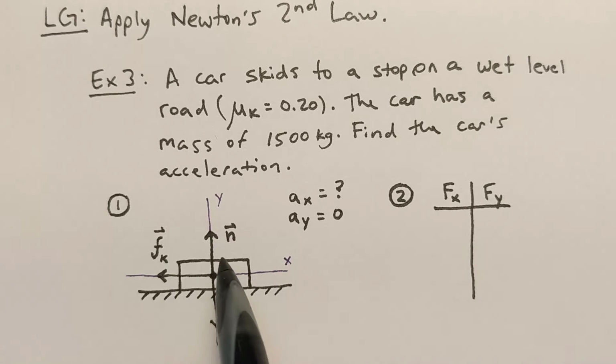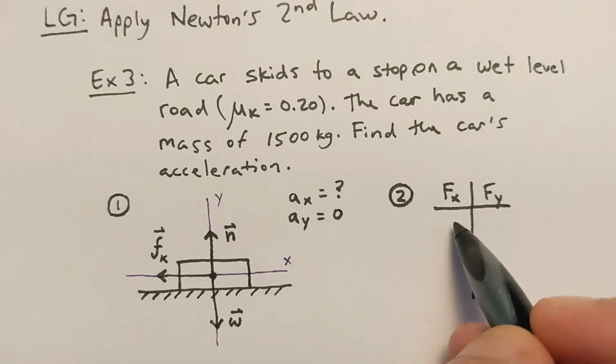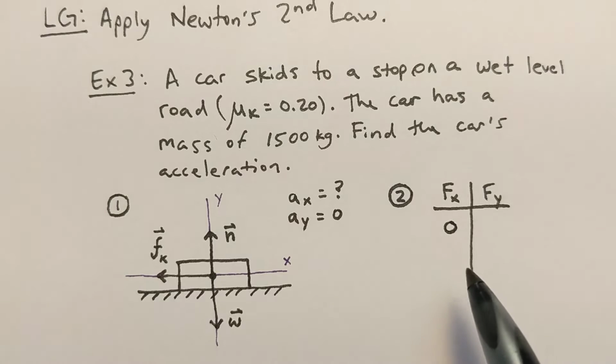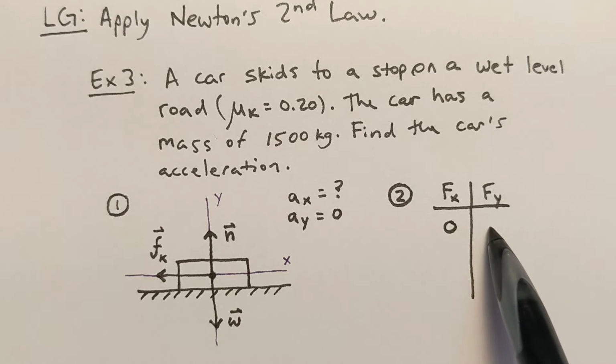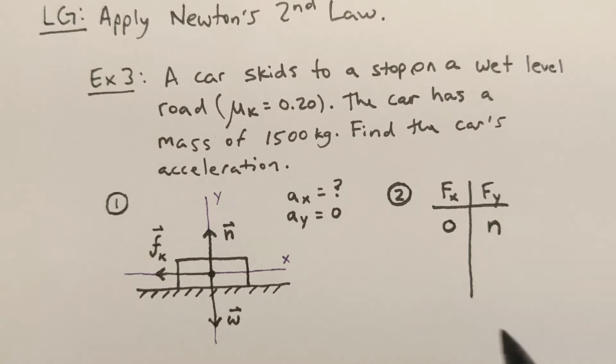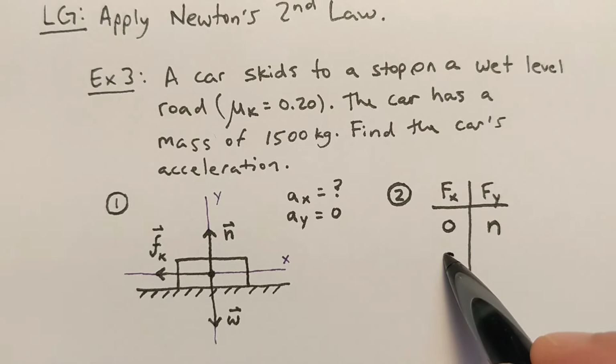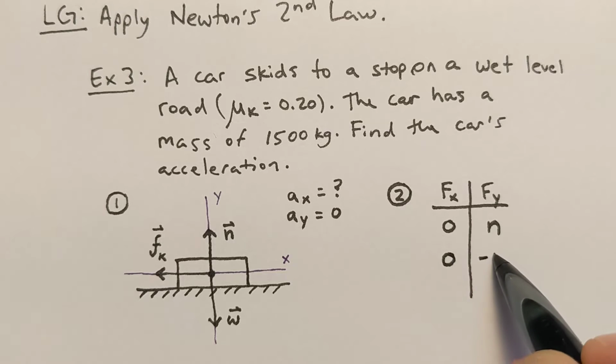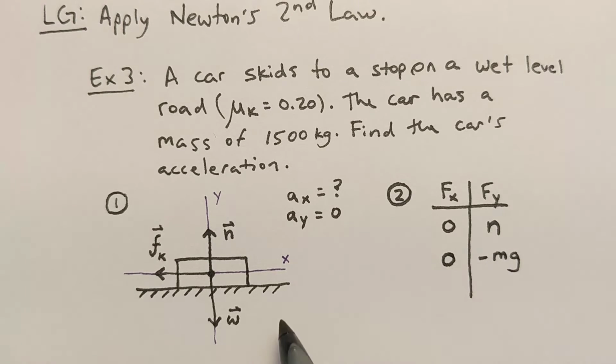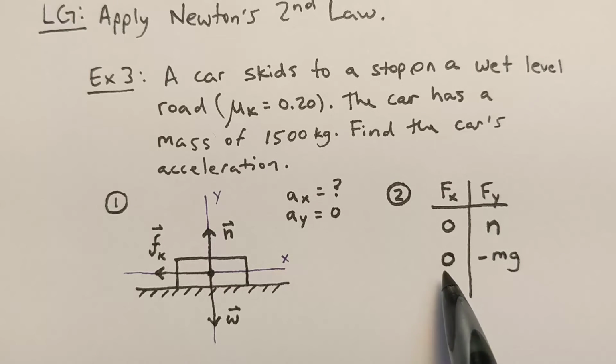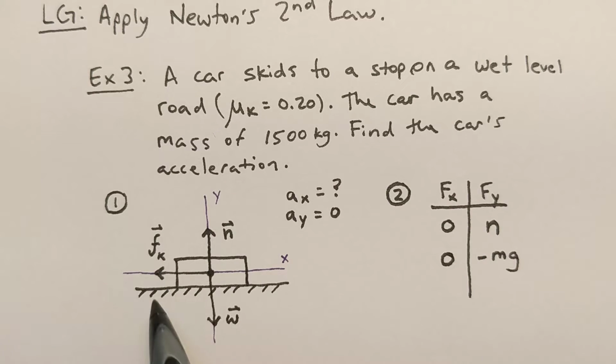So the normal force is pointing in the positive y direction. So it's a 0 component in the x direction, and the y component is positive N. The weight points in the negative y direction, so its x component is 0, and its y component is negative mg, because mg is the magnitude of the weight. And we have a little negative out in front because it points in the negative y direction. The force of friction points in the negative x direction. So we're going to have a negative x component, and the y component of the friction is 0 because it points completely in the x direction.